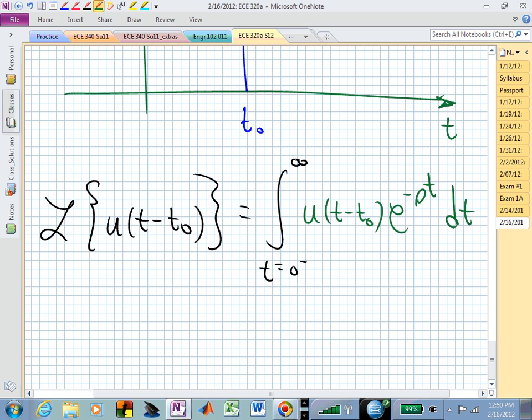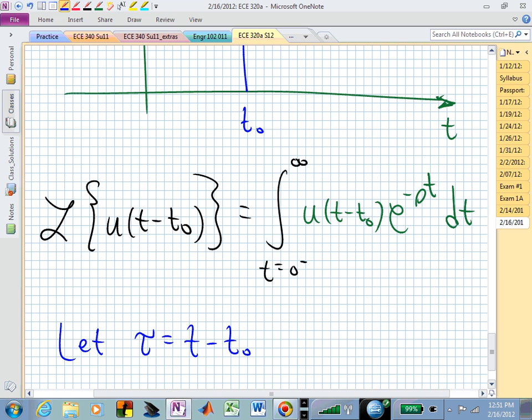Now, the last integral was pretty easy. What would make this one easier is if we just had u of t in there. Now we have a u of t minus t naught. One way we can make it look more like what we just had is to introduce some new variables. For example, suppose I let tau be t minus t naught, because then my u would be u of tau, and that's what I feel good about, because I've just now been able to integrate a u of t. Maybe I can integrate a u of tau.